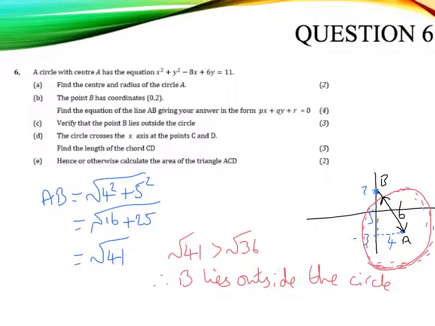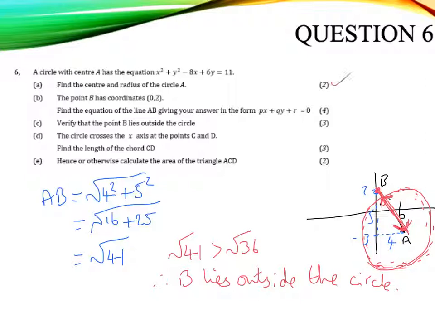And we can see that quite clearly from our picture too, that if this line up here was root 41 and this length here was root 36, then it must be that this line is longer and therefore the point must be outside the circle. Okay, let's have a look at the next part then.